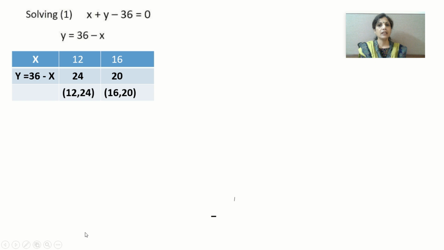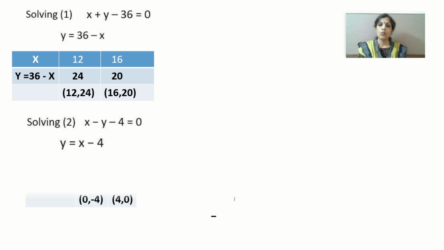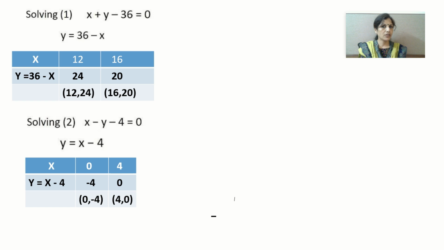Now considering the second equation, x minus y minus 4 is equal to 0, we will arrange this equation in this form, y is equal to x minus 4, and then find the coordinates. So when x is equal to 0, we get the value of y as -4. So our first coordinate is (0, -4). When x is equal to 4, we get the value of y as 0. So (4, 0) is our second coordinate.